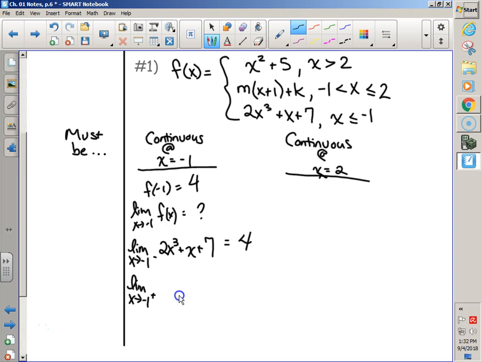What piece? M times x plus 1 plus k. What happens when you plug in that one? Zero times m plus k just equals k, right? -1 plus 1 is 0. 0 times m is 0. 0 plus k is k. So in order for this limit to exist, we need these two to agree. So therefore, what must happen?